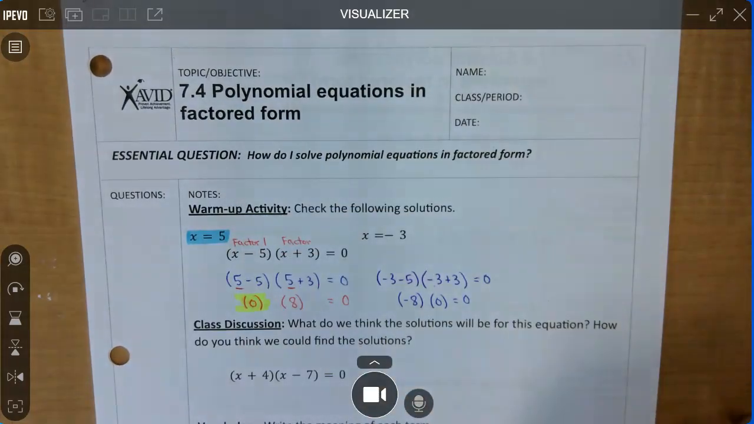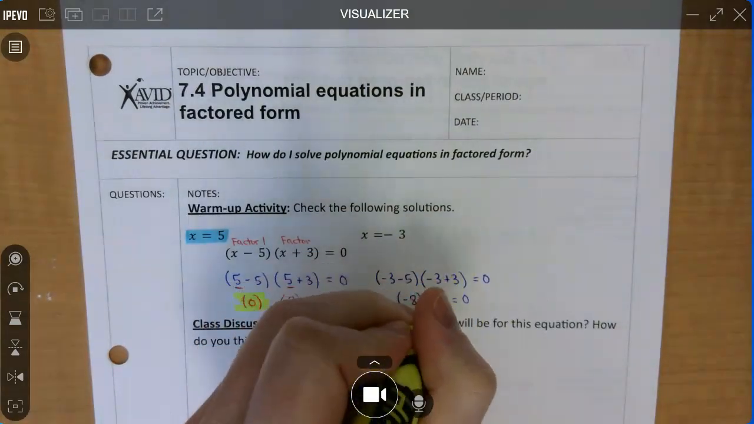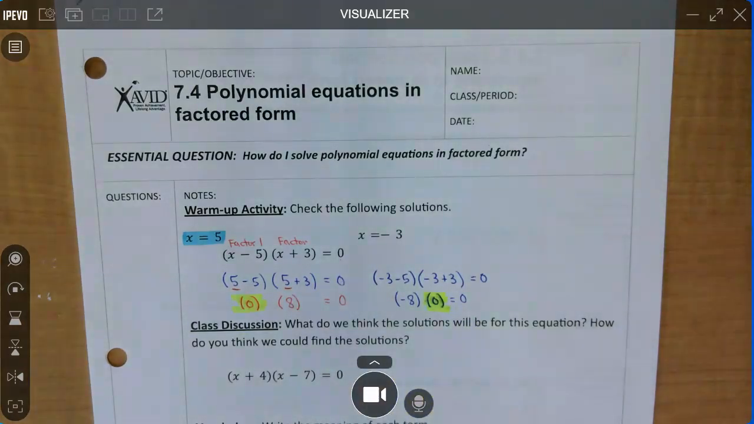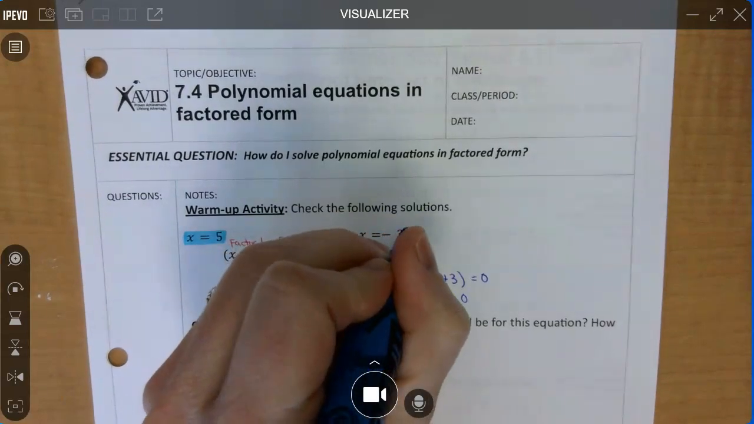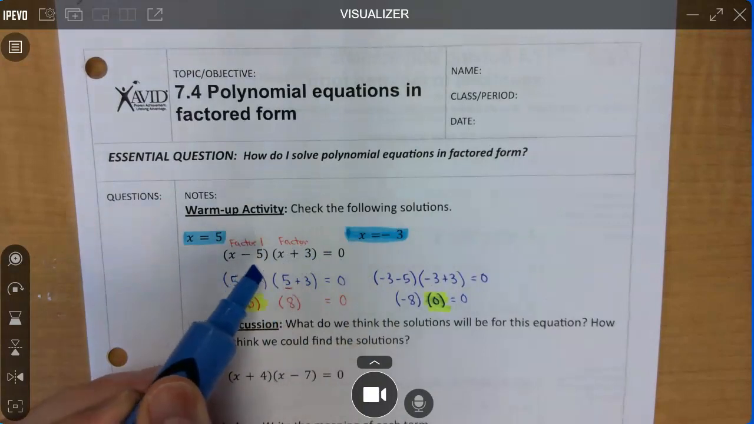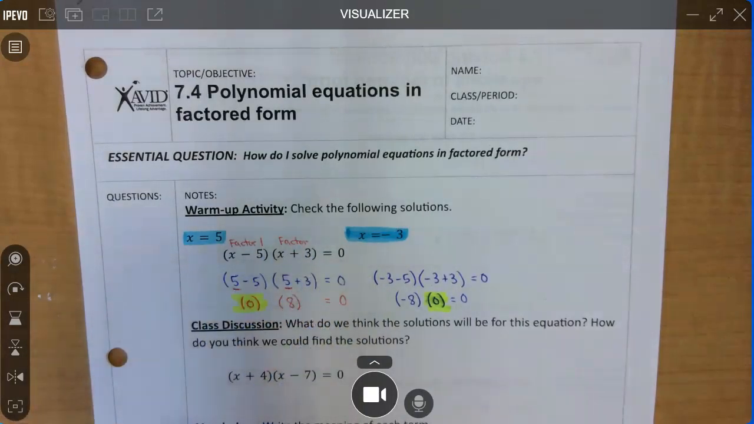And there's my magic 0. So because one of the factors is 0, and anything times 0 is 0, well, I know that -8 times 0 is 0, which means that x being -3 was also a solution. So there are two different numbers that actually make the solution true. So that's what we're going to be focusing on today, is what are the values of x that make the equation true. And all of our equations are going to be set equal to 0. So the goal is to get one of the factors to be equal to 0.